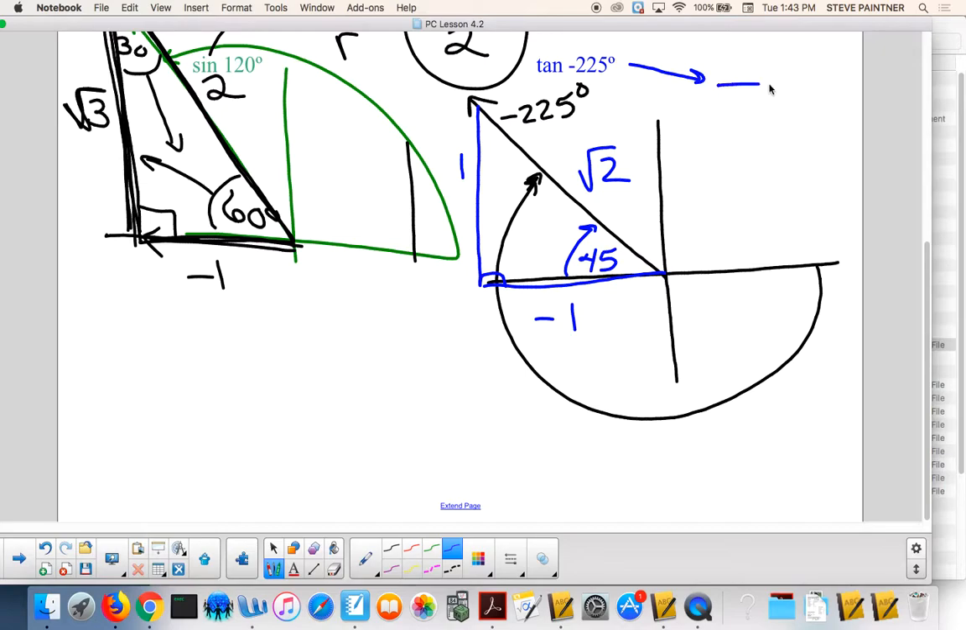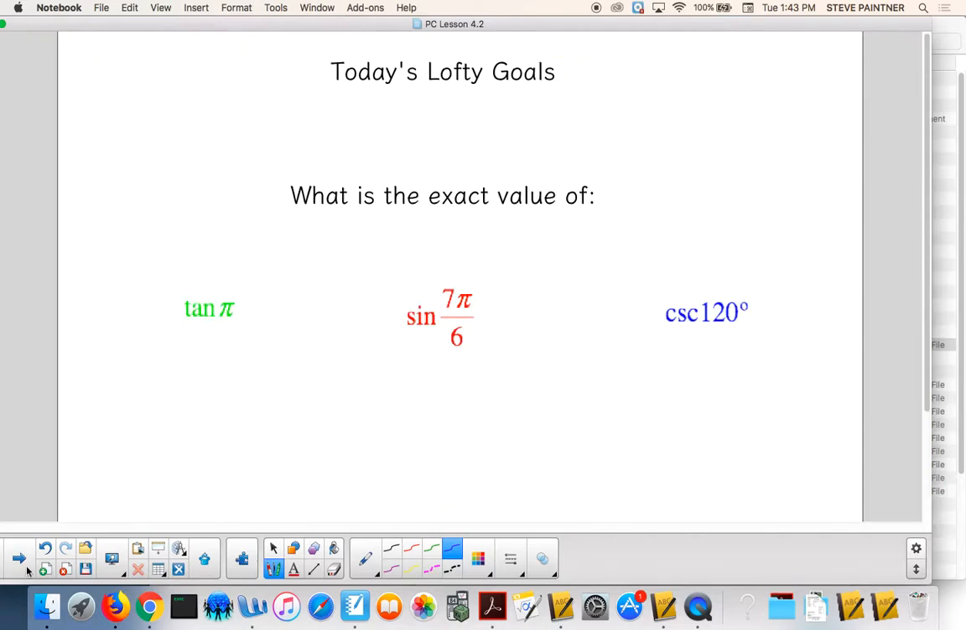You want tangent? Tangent's simply going to be what over what? Y over x, okay? Which is 1 over negative 1, which makes what for an answer? Negative 1. All done. That's it. By the way, these were degrees, so these are easier for you. So what gets harder for you? Radians. Do it again. Tangent of pi, sine of 7/6 pi, and cosecant of 120.